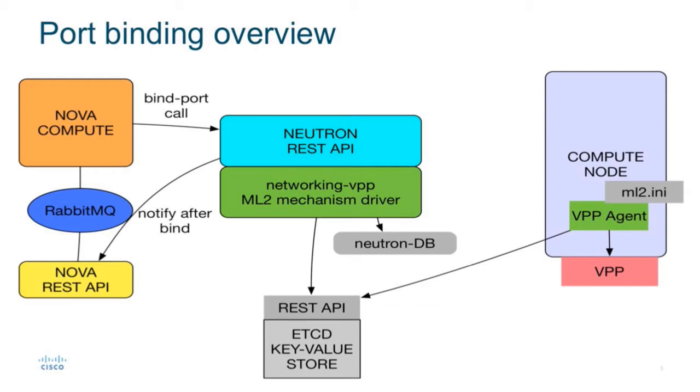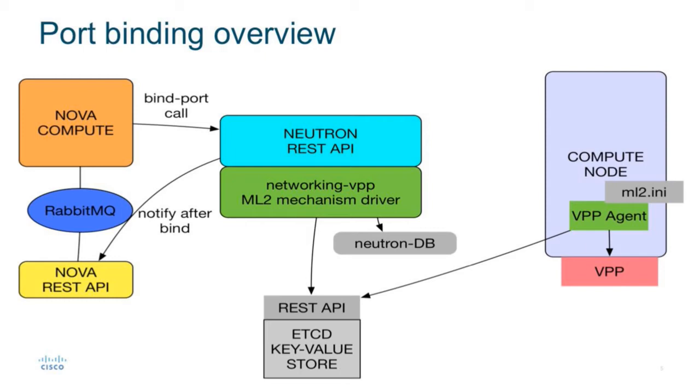So we have these agents, VPP agents, that are running on the compute node. And when you start this agent, it actually listens to etcd, the key value store. Basically, you have this watch. You can watch that key value store for changes and receive notifications when a value changes.